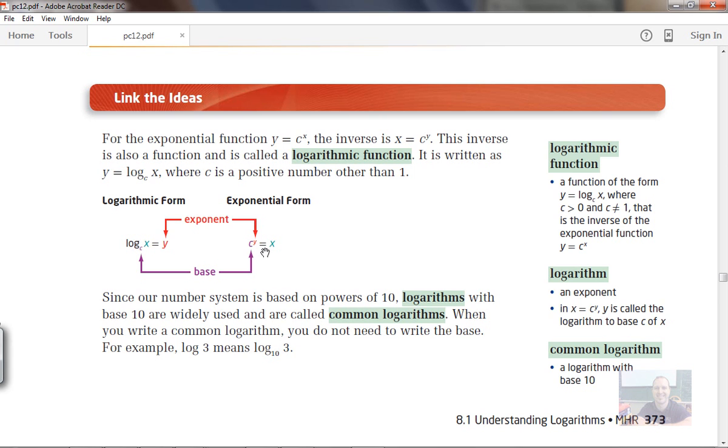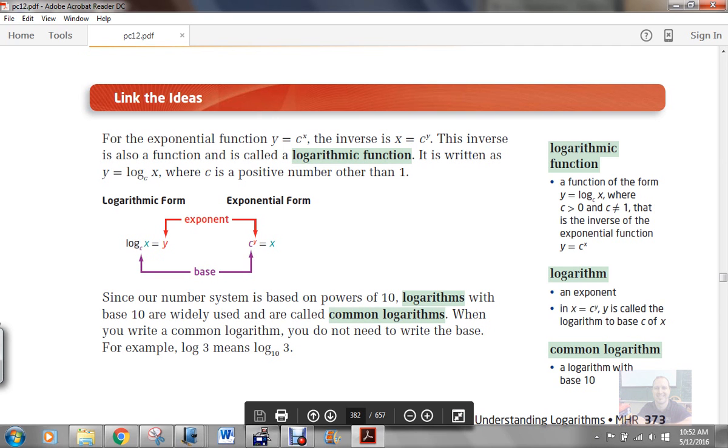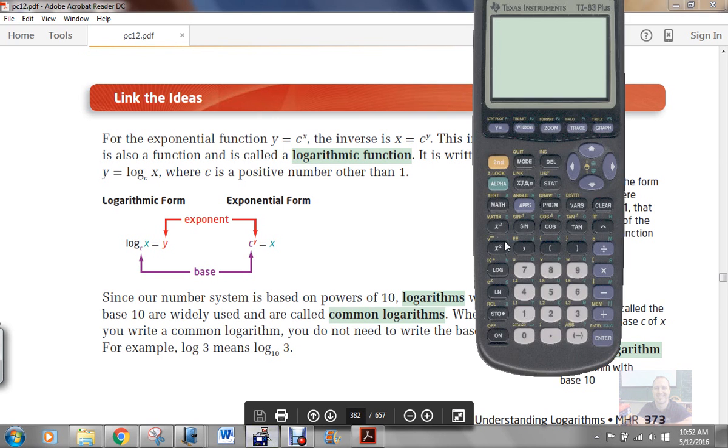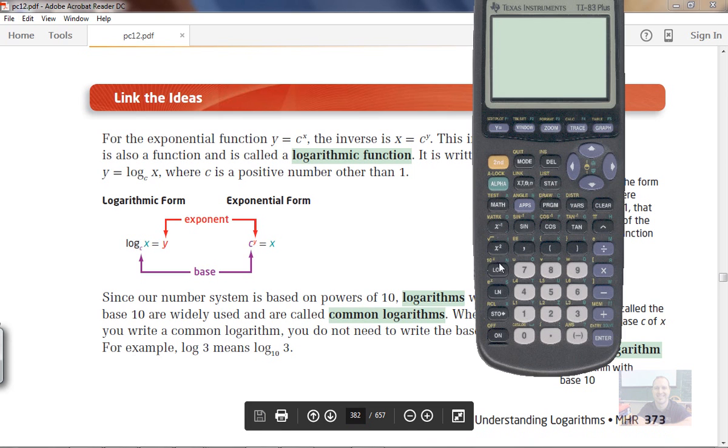That's what we got. And then in order to isolate y, we use log. So this is the exponent, and this is how you express y in terms of c and x: the logarithm of x with base c. So again, we go back to our calculator, and we see that they're related, log and 10 to the power of x. Okay?